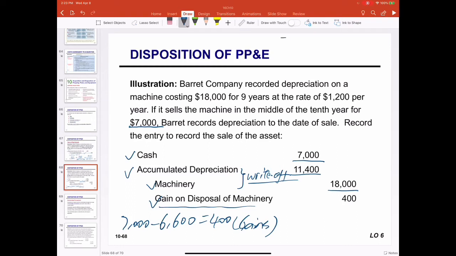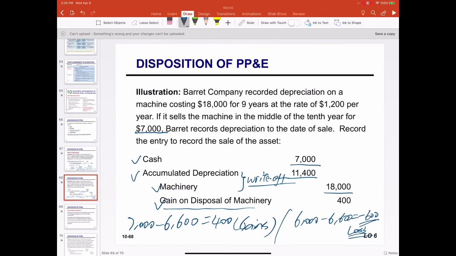I assume the fair value is 6,000, because 6,000 is less than the net book value, 6,600. So that will be negative 600. This will be a loss. The journal entry should be with debit loss 600, debit cash 6,000, debit accumulated depreciation 11,400, and credit the machine 18,000.